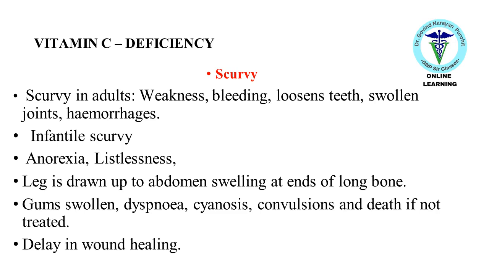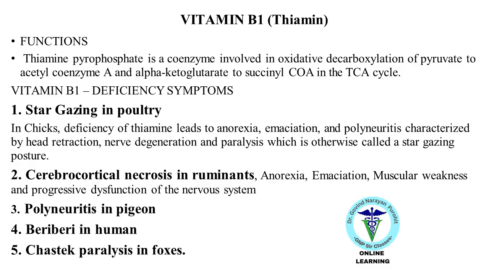Here are the vitamin C deficiency signs. Scurvy in adults: weakness, bleeding, loosened teeth, swollen joints, hemorrhages. Infantile scurvy: anorexia, listlessness, legs drawn up to abdomen, swelling at ends of long bones. Gums swollen, dyspnea, cyanosis, convulsions and death if not treated. Delay in wound healing. Next, we discuss vitamin B1, thiamine, functions.